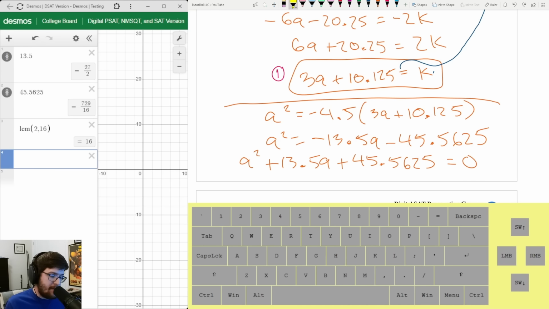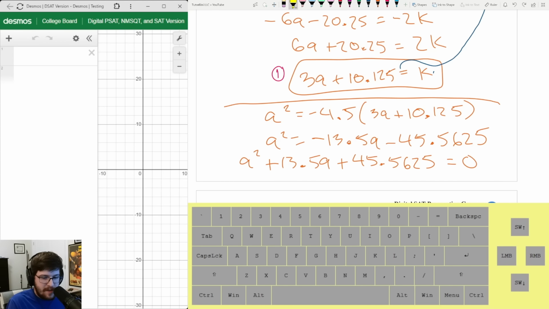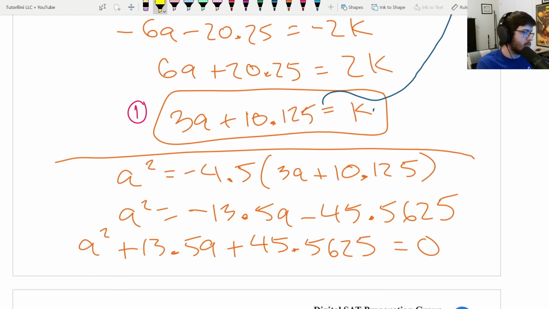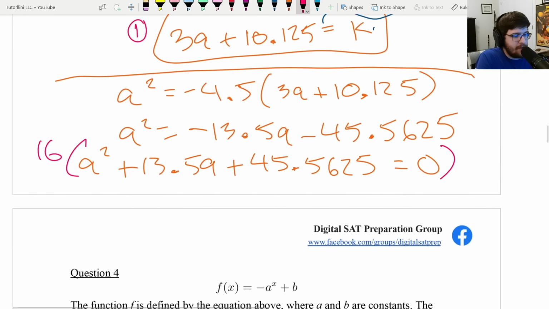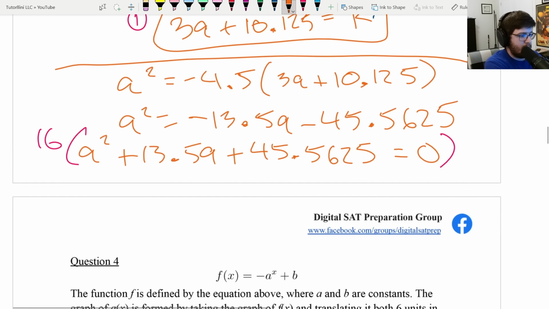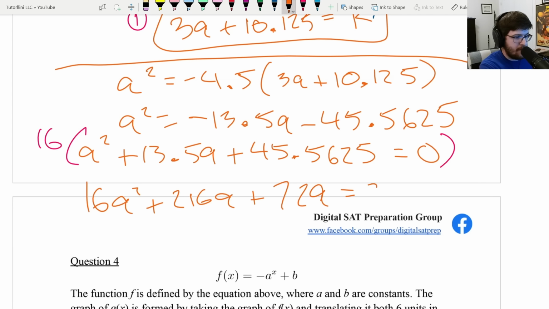So to clear the denominators, we're going to multiply the whole equation by 16. So let's go and do that. I'm going to multiply this whole equation by 16. And we should get 16a squared plus, what's 13.5 times 16? 216a plus 45.5625 times 16, 729, equal to 0.